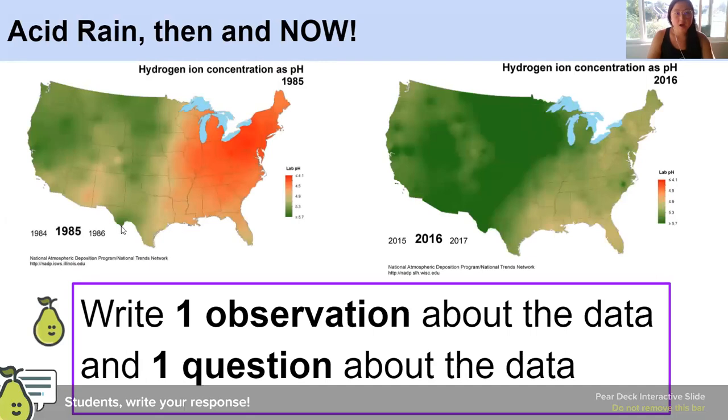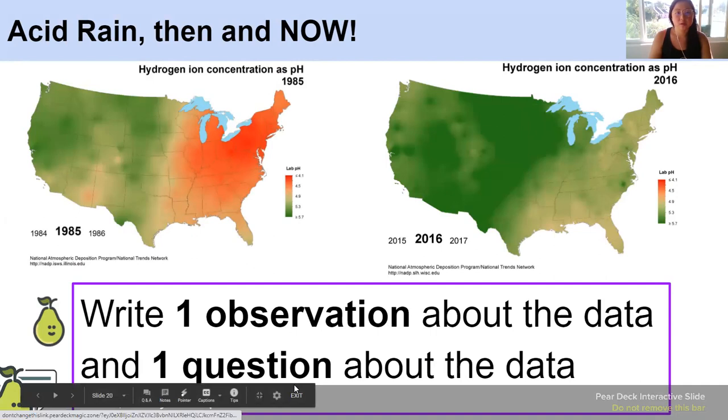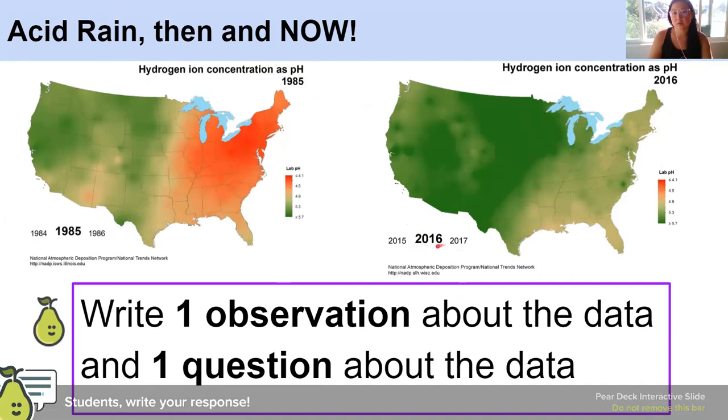So I gave the class these two data sets to look at, and then I wanted them to write one observation about the data and one question. Some people talked about how clearly there is less of an acid rain problem now in 2016 as opposed to in 1985, where it was an issue. They also noted that there was much more acid rain on the East Coast than on the West Coast. That was an awesome observation as well.